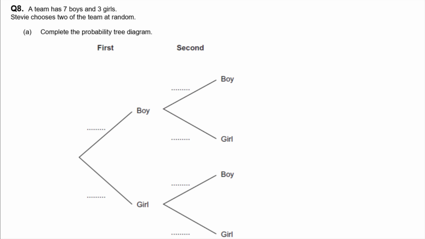Okay. Question A. A team has 7 boys and 3 girls. Steve chooses 2 of the team at random. Complete the probability tree. Okay, now this is slightly different from the last couple. This is dependent probability. Okay, I'll kind of explain as I go through.